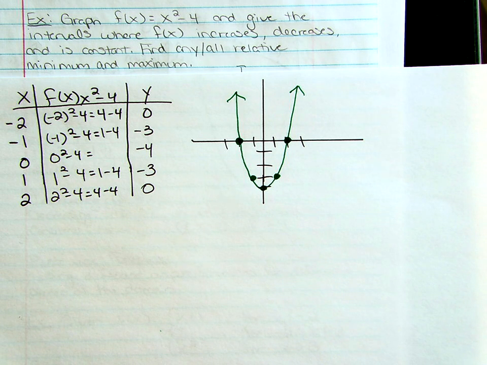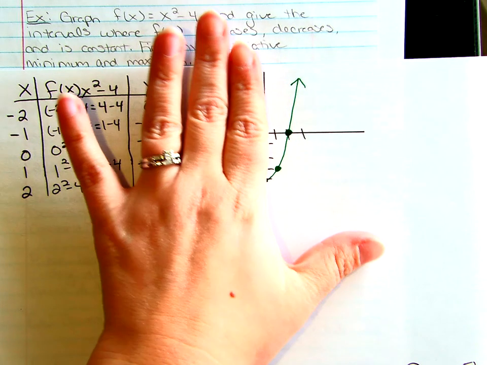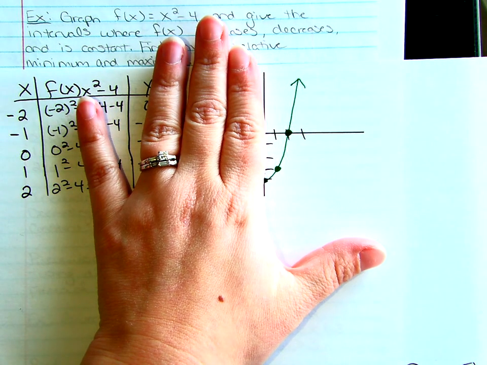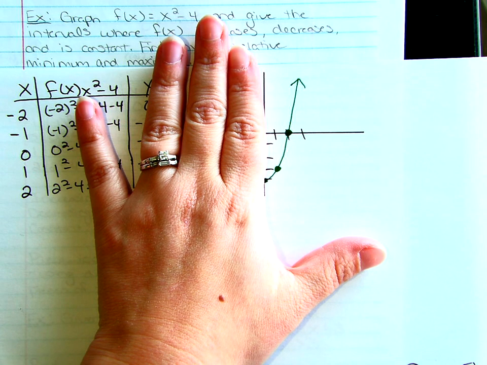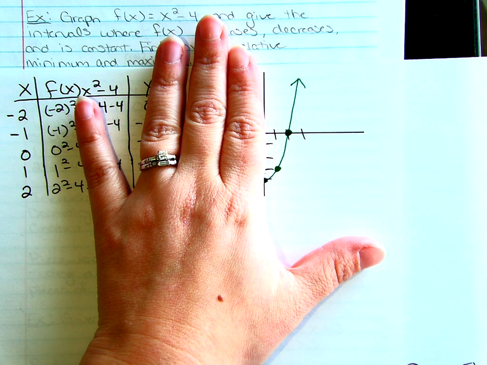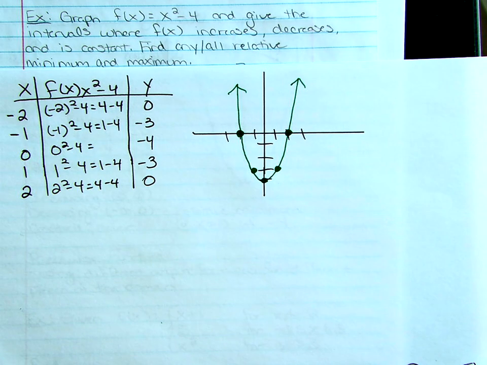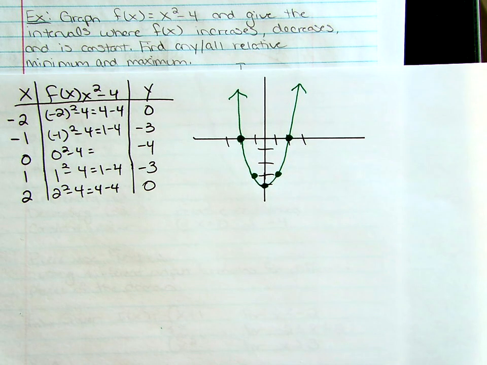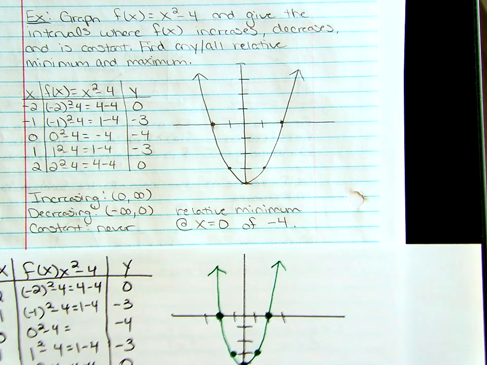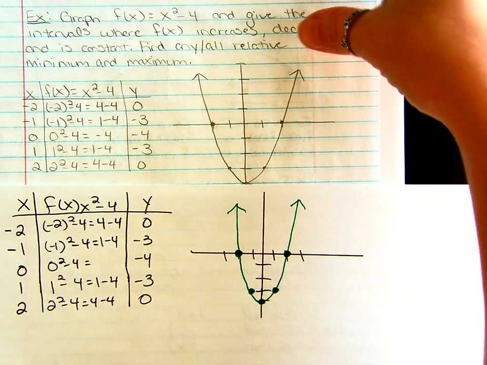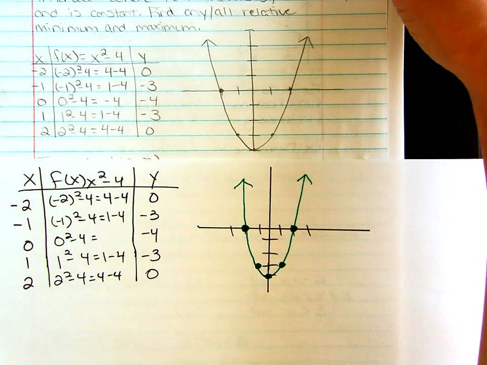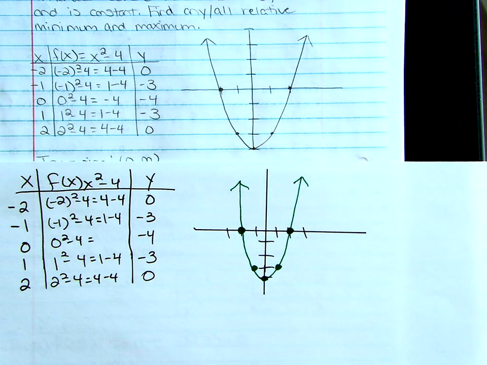Think if I would have just chosen 0, 1, and 2, I would have only had this as my graph. And I would not have a full picture of what's going on, and I would have an inaccurate graph for this equation. So that's why I tell you pick 2 negatives, 0, 2 positives. That usually gives you a pretty good picture of what is going on. And there's my other picture in my notes. So graphing it was one part.